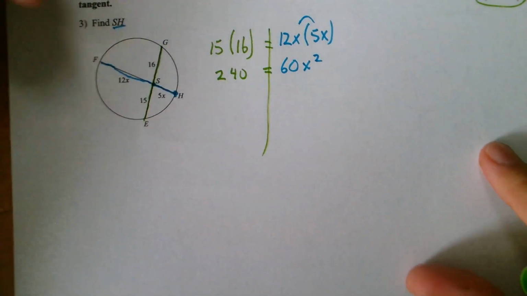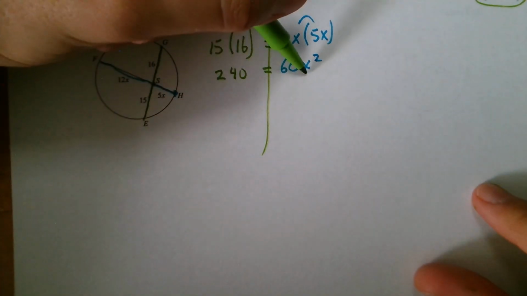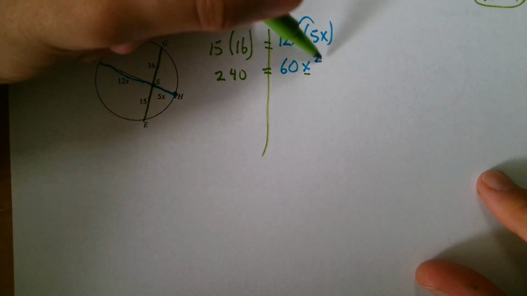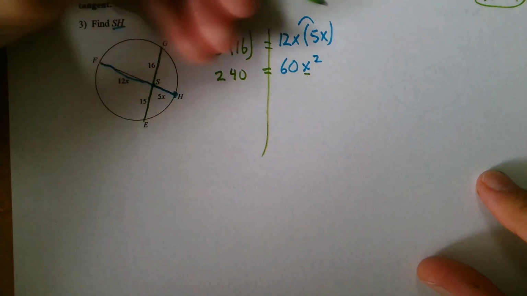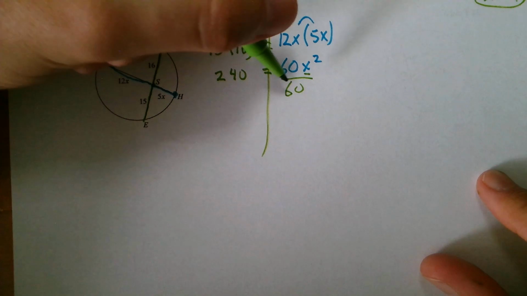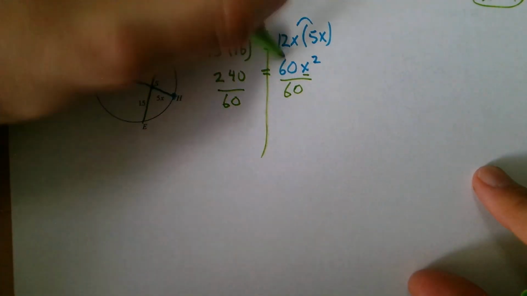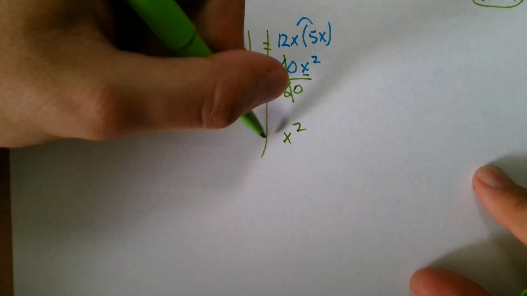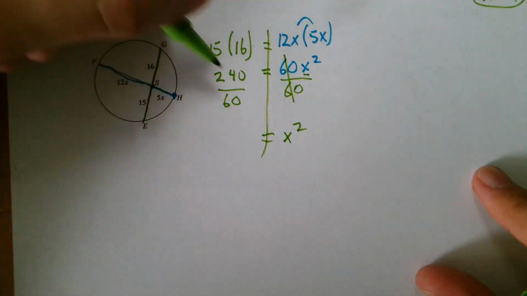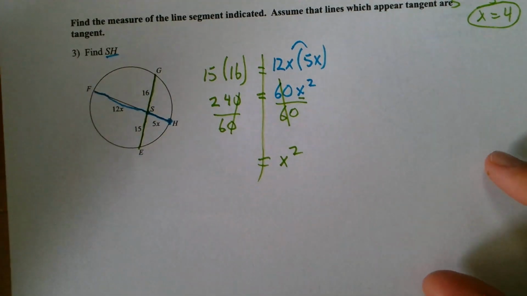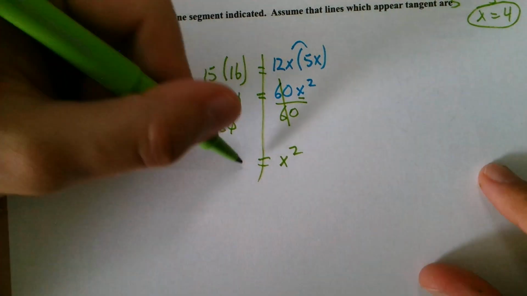All right. So we want to solve for that x, right? Which means we have to get rid of both the 60 and the squared. Now the first thing I'm going to get rid of is I'm going to divide by that 60. That cancels that out, leaving me with x squared. On this side, 240 divided by 60. I notice both of those have zeros, so get rid of the zeros. 24 divided by 6 is just 4.